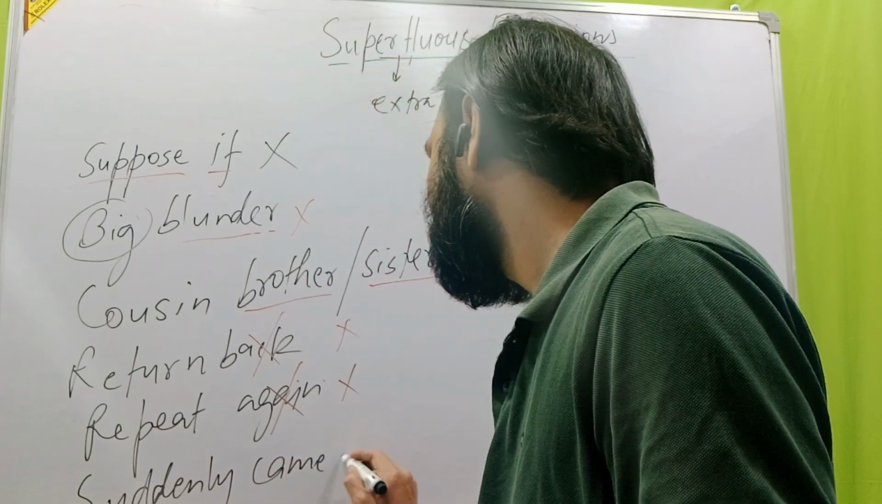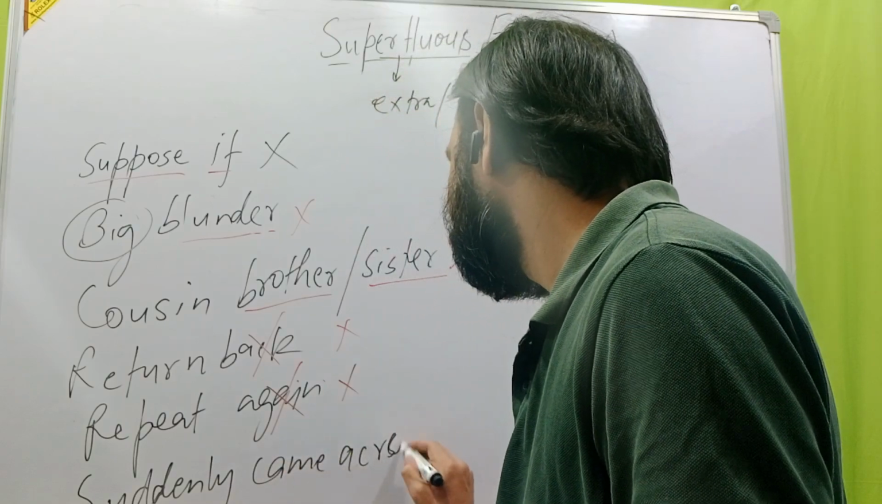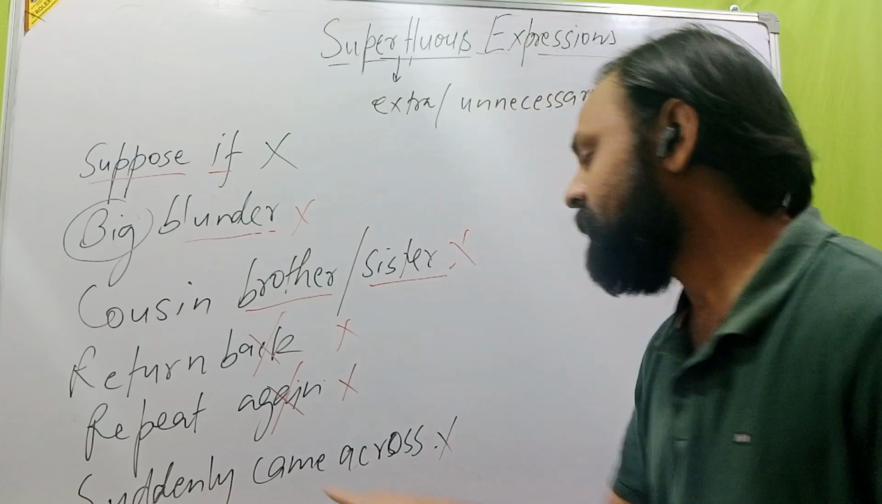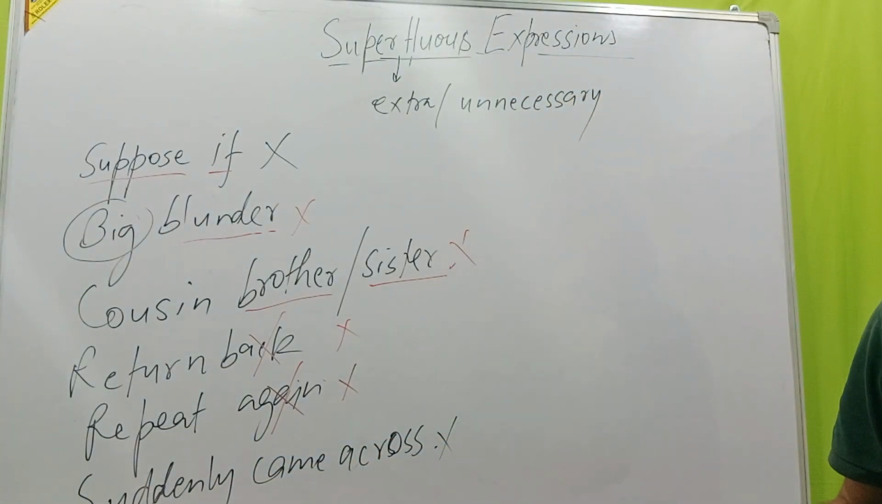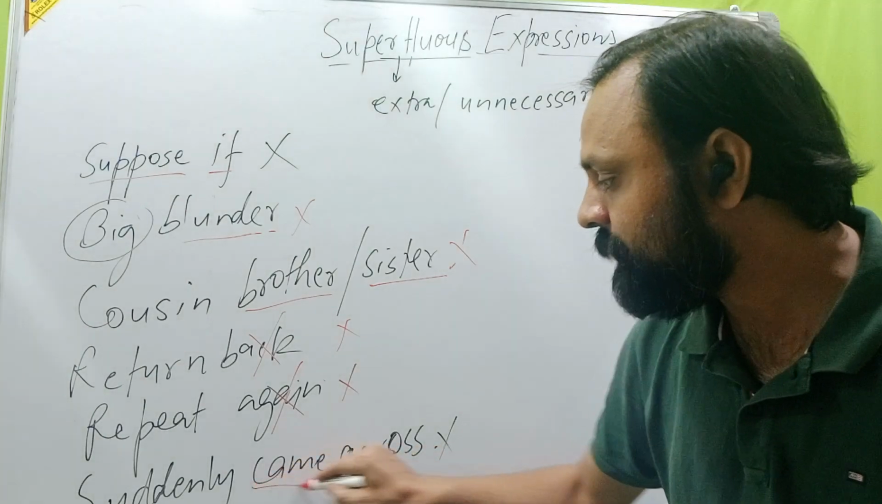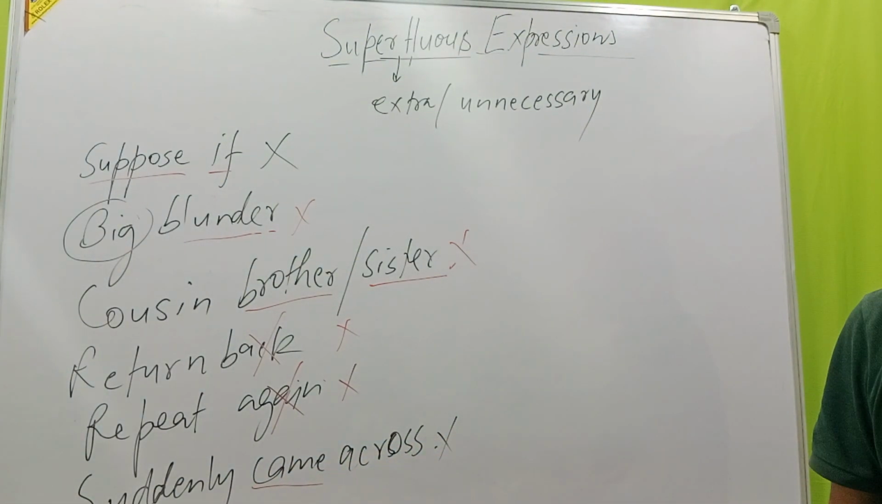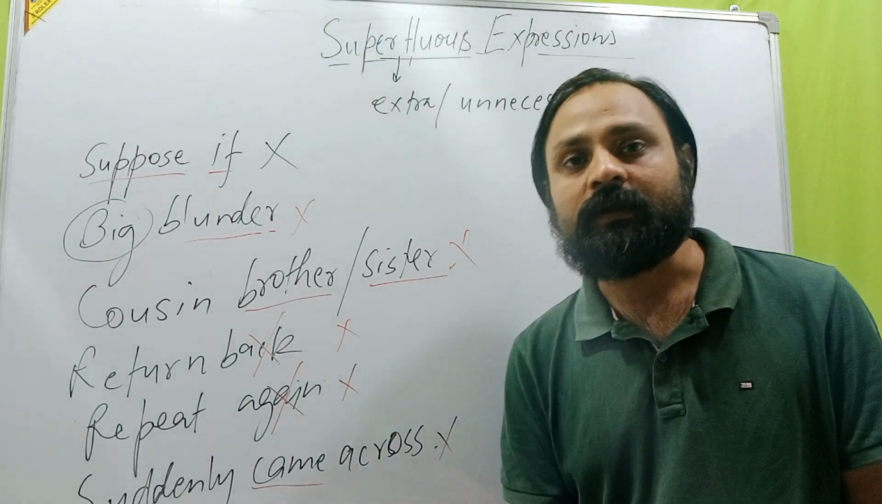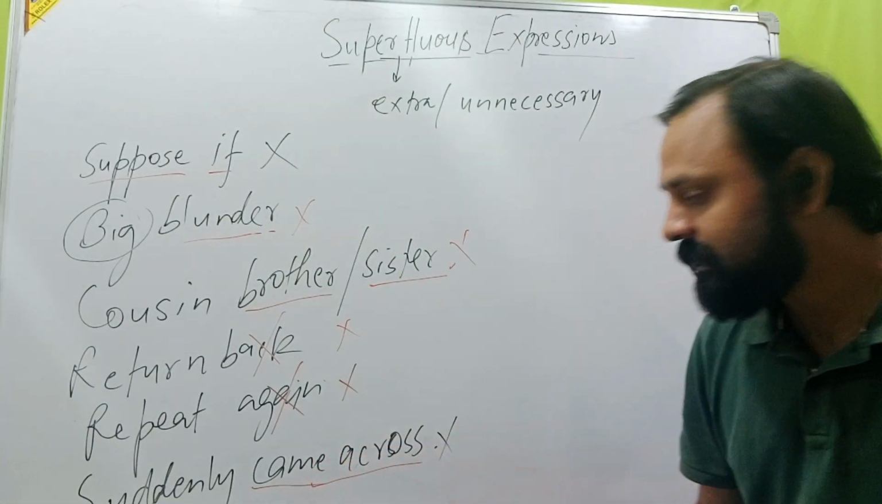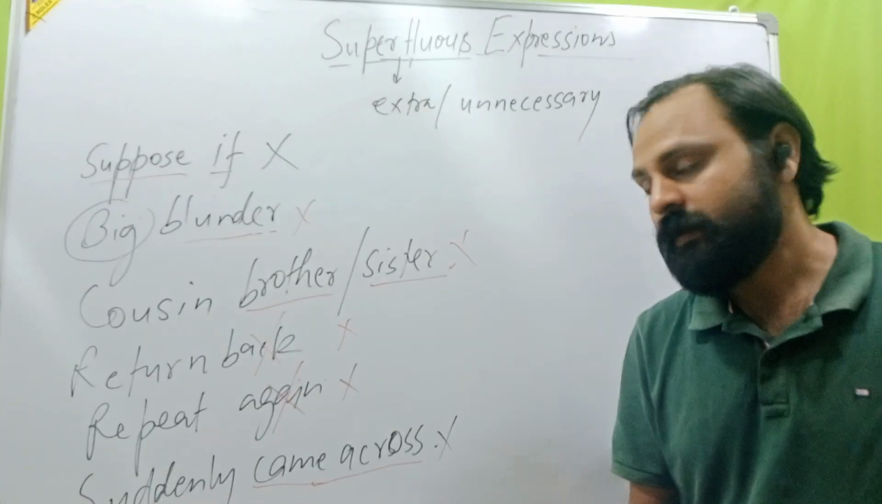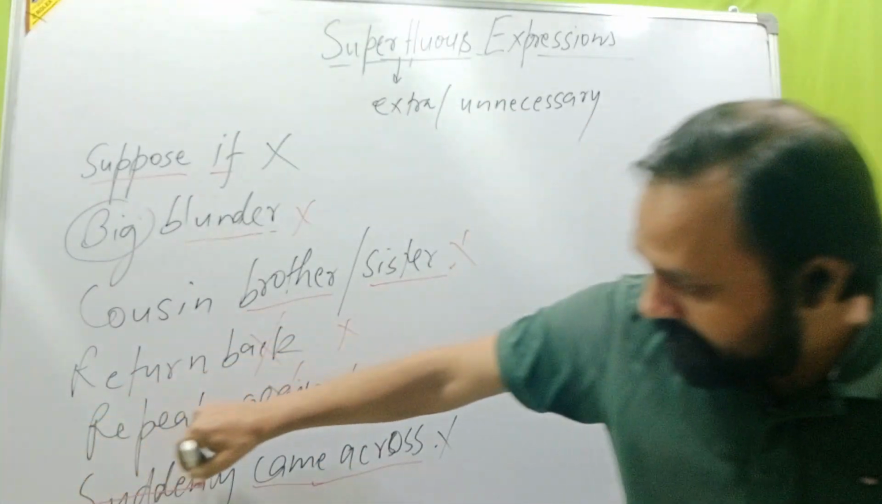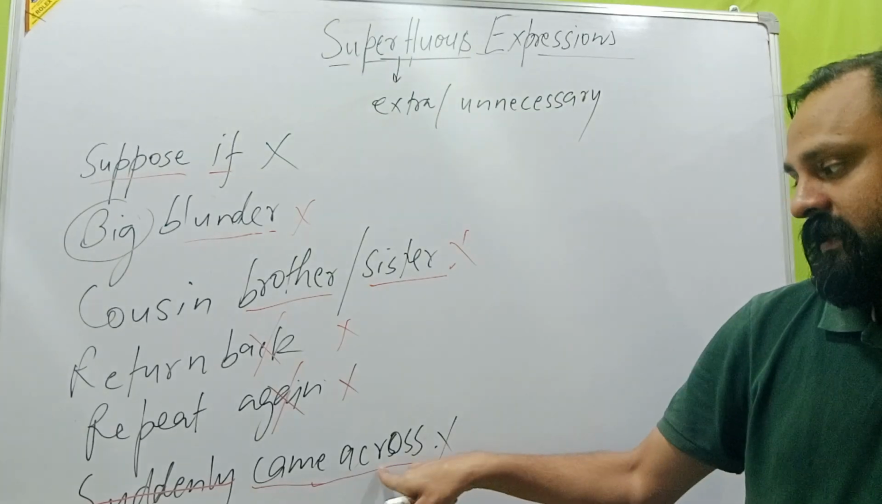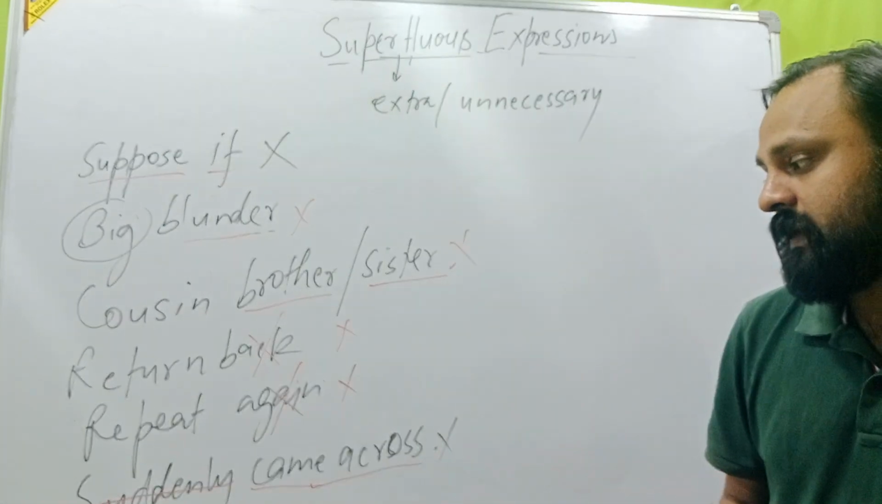Suddenly came across. I've written this in the past form, came across. The expression is suddenly come across something. But we cannot suddenly come across anything, because we just come across something. Come across in itself is sufficient to express the meaning. This use of suddenly is superfluous before the expression come across or came across in the past.